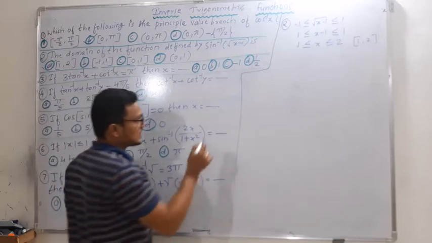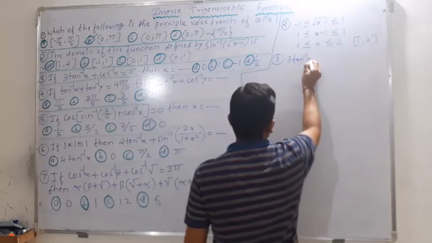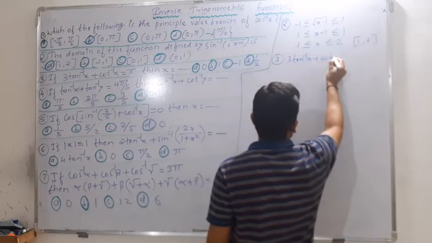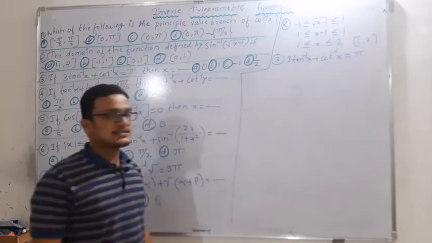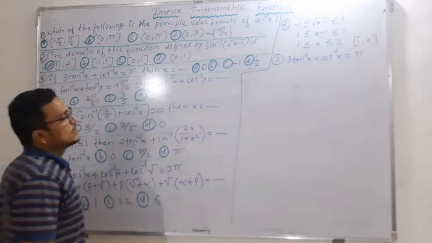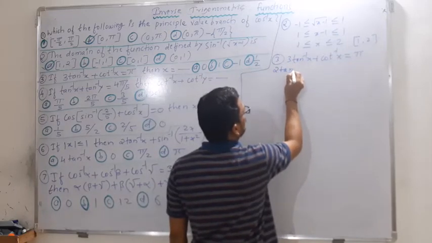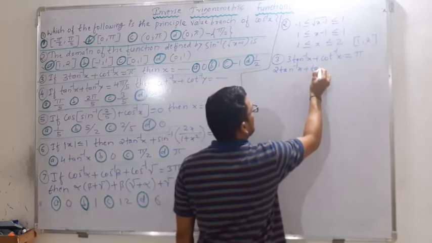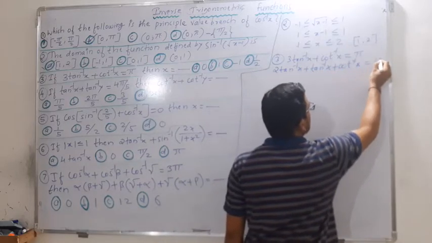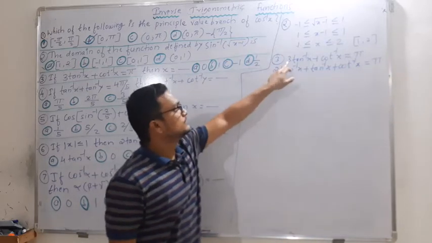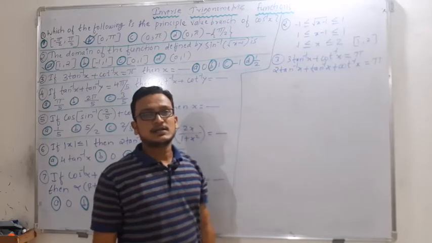So let us take this condition. Solution of the third question: 3 tan inverse x plus cot inverse x is equal to pi. Then they have asked for the value of x. So see here, this 3 tan inverse x, can we write it like this? 2 tan inverse x plus tan inverse x plus cot inverse x is equal to pi. So this 3 tan inverse x I have split as 2 tan inverse x plus tan inverse x.